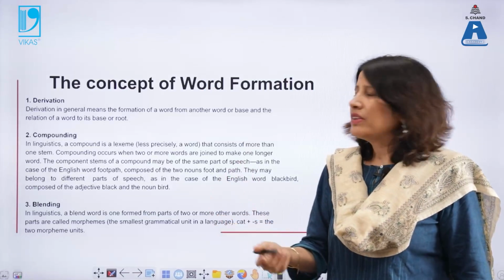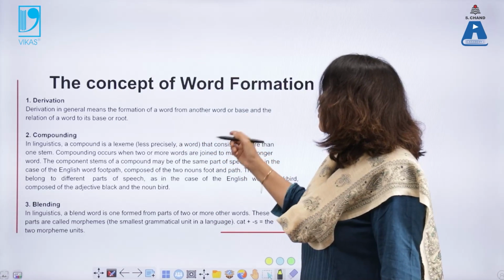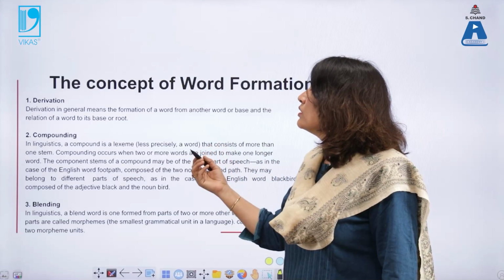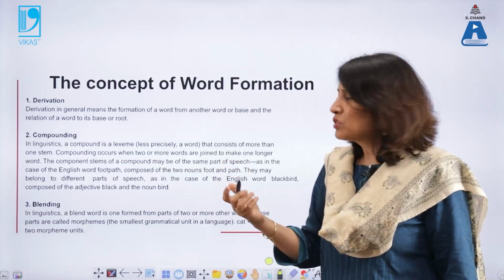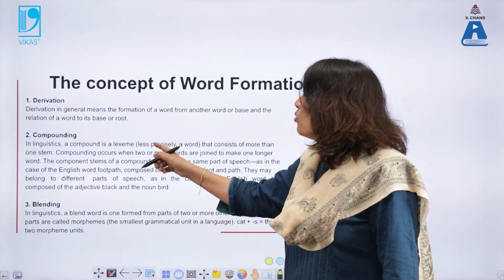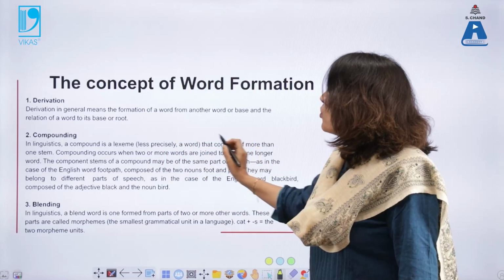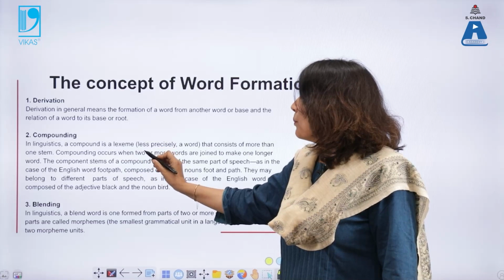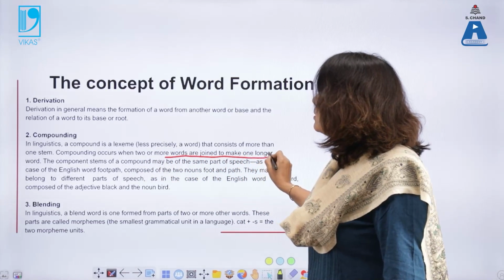What does it mean? Derivation in general means the formation of a word from another word or base and the relation of a word to its base or root. We'll give examples also a little later. In compounding, the compound is a lexeme, less precisely a word, that consists of more than one stem. Compounding occurs when two or more words are joined to make one longer word.